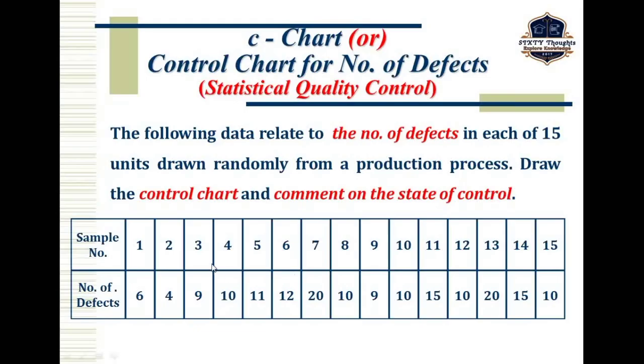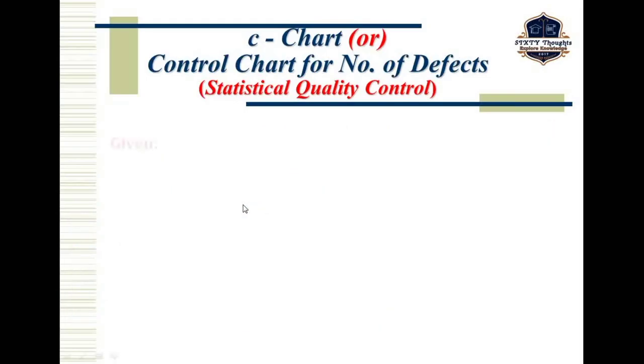So how do we identify that your problem belongs to a C chart? If the data gives the number of defectives, it is called an NP chart. Once we get the number of defects, then it is called a C chart. So first we write the given values. The number of samples is m equal to 15.